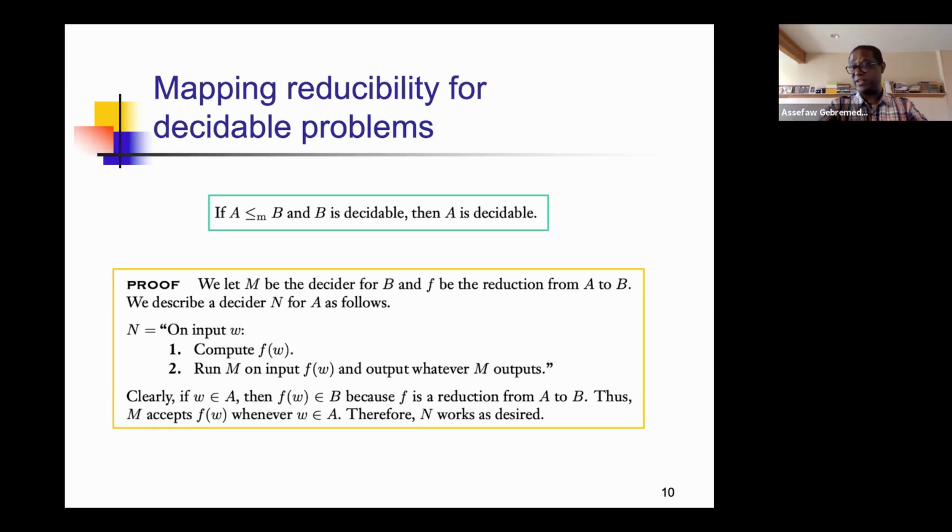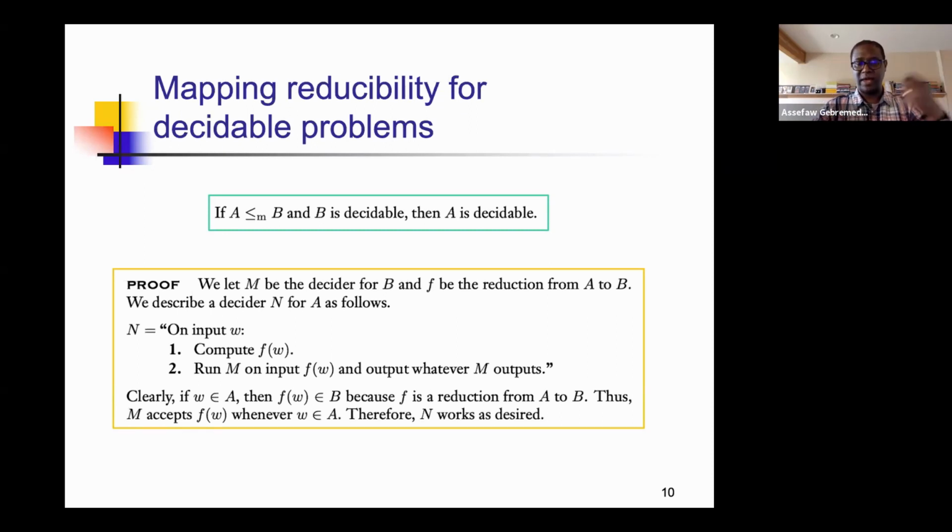We've done this before when we were not necessarily thinking about mapping reducibility, but reducibility in general. So the idea here will be to actually state it in the form of the computable function f, and that's what this proof is doing. So we've got M be a decider for B, the one that we are reducing into, and we will call the function that reduces from A to B, f. And so we're going to describe a decider N for A, which is what we are going to show, because we know that B is decidable, and the machine for it, we have called M.